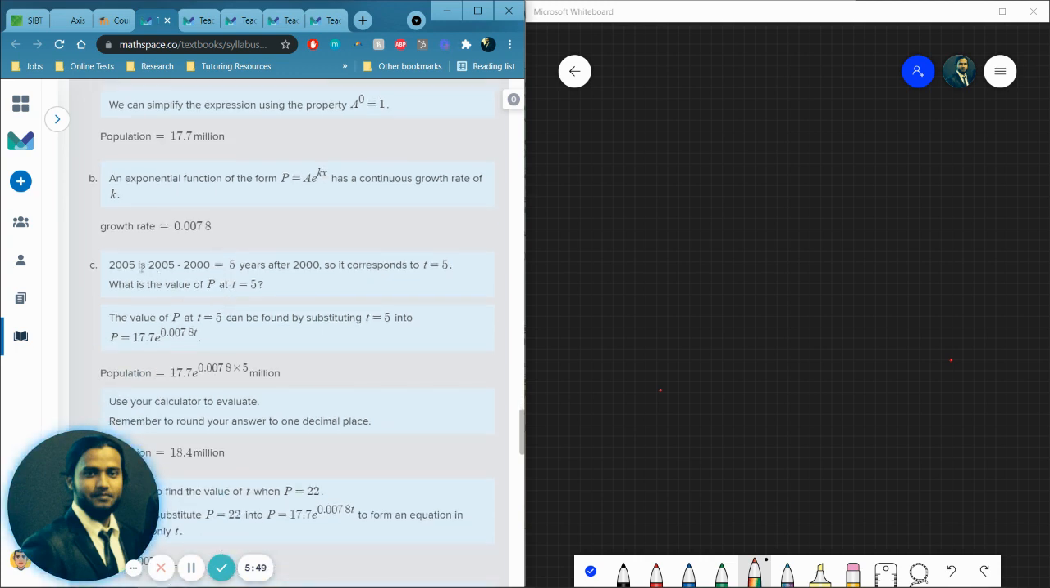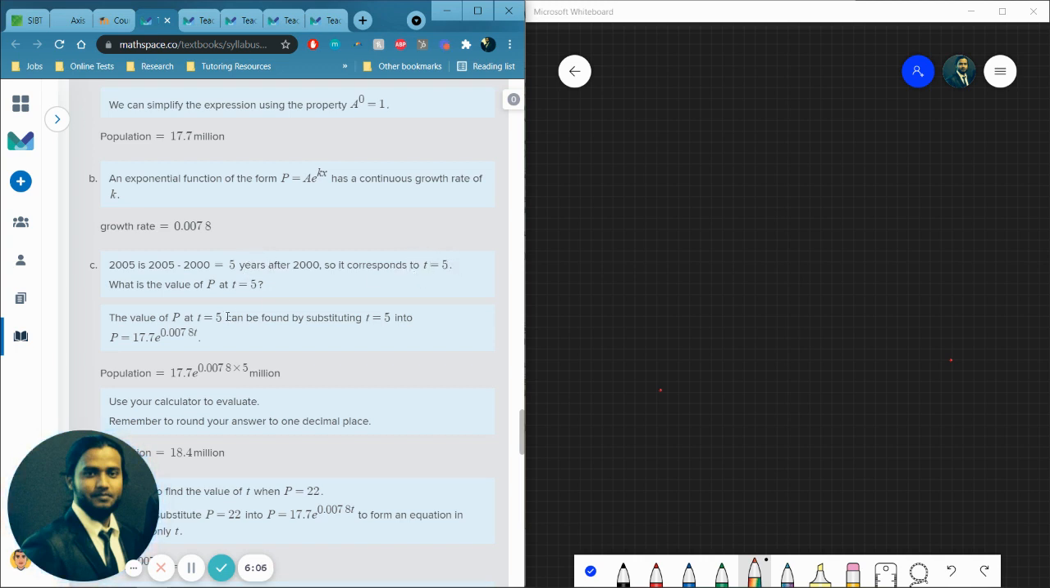Now, the next question says 2005, what would be the population? Simply, what does 2005 mean in terms of years? 2005 minus 2000 is 5 years. So in 5 years, what would be the population?